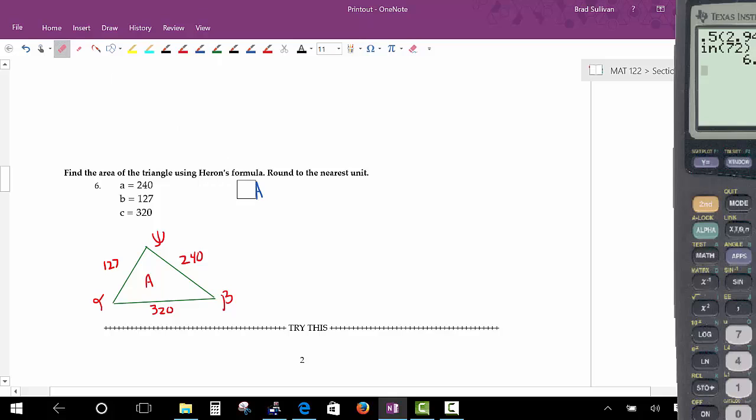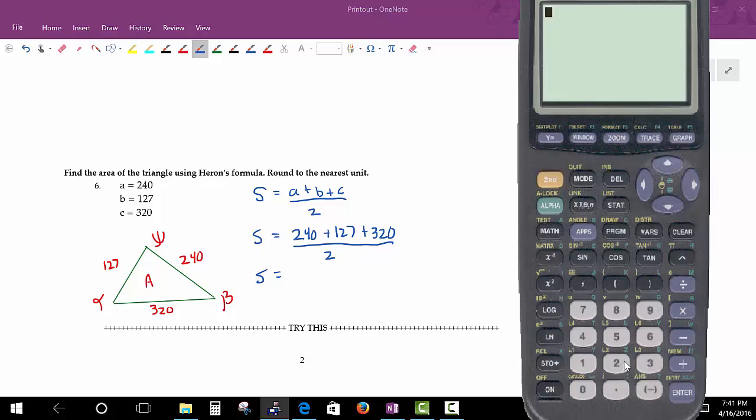First of all, you compute what is called S. And what we're going to do on that is S is just equal to the sum of the three sides and then divide by 2. So we're going to go ahead and use our calculator to help with that. So side A is 240, side B is 127, side C is 320, then you're going to divide that by 2. Okay, so let's go ahead and take our calculator out and do that. So we got 240 plus 127 plus 320. Get that answer, so that's going to be 687, and then we're going to divide that by 2.